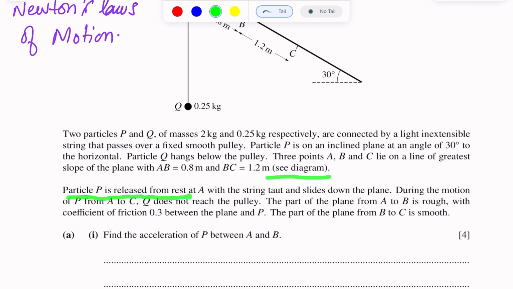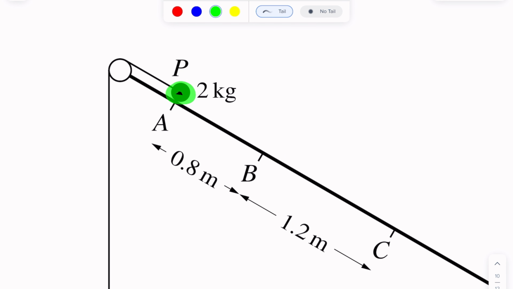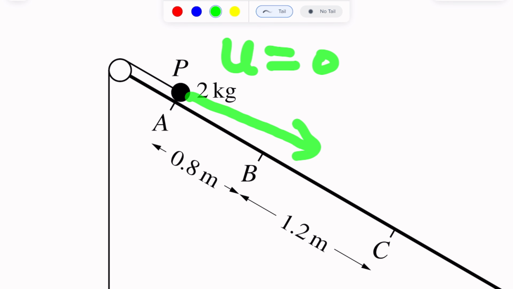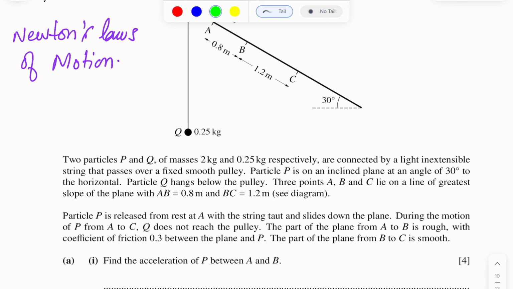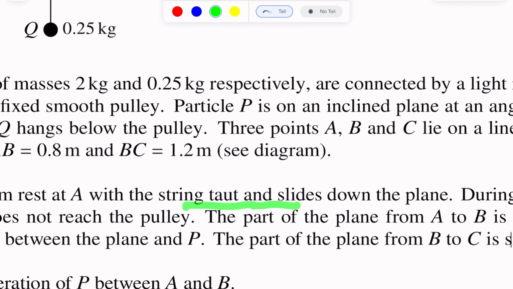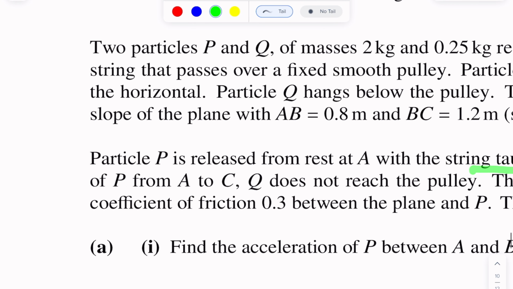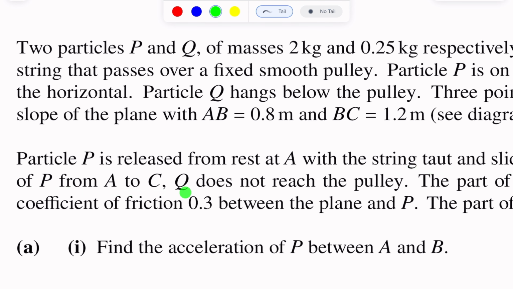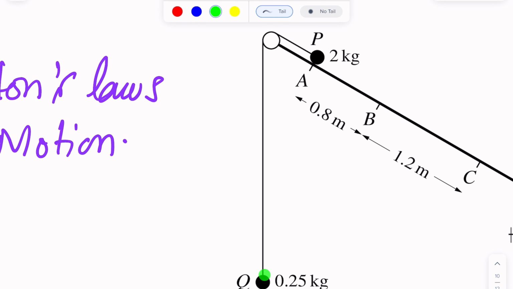Particle P is released from rest at A. This means that the initial speed will be 0. Released from rest at A with the string taut and slides down the plane. During the motion of P from A to C, Q does not reach the pulley. During the motion, particle Q does not reach the pulley.